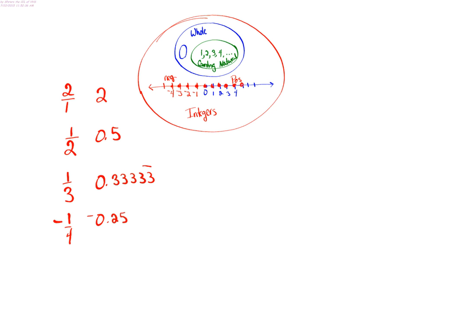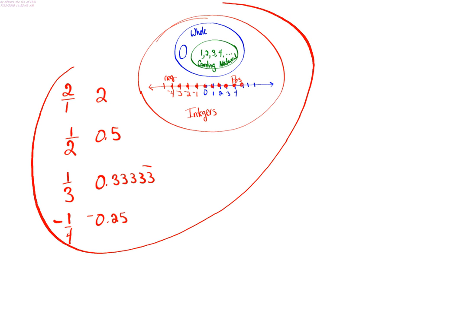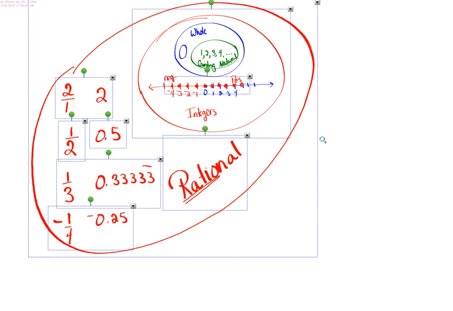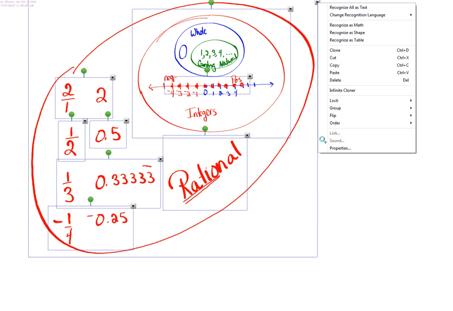So I still have my counting numbers. All right, so I'm going to grab all of that together, and I call these the rational numbers, with the word ratio meaning fraction. All right, so I grab all those together, I group them again.